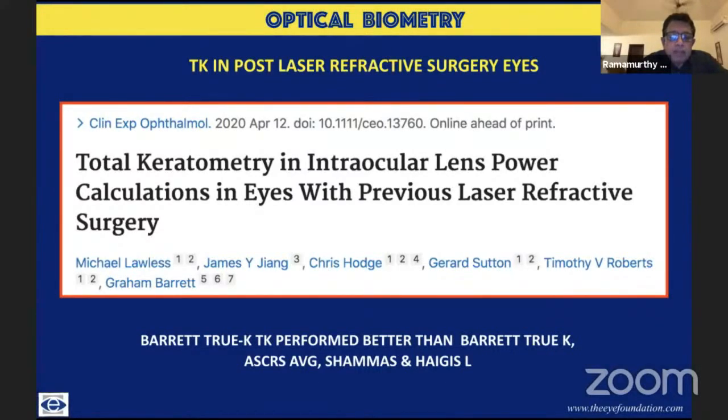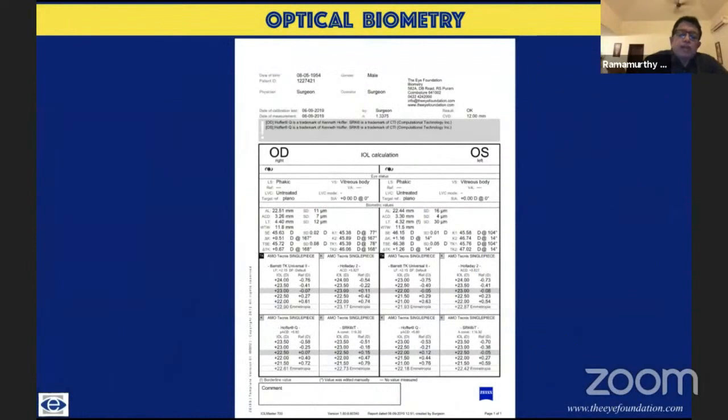Today, because of the precise measurement of the posterior corneal curvature, these studies which have just come out in the April 2020 issue have shown that the accuracy of the intraocular lens power calculation, especially for toric intraocular lenses, becomes significantly enhanced.